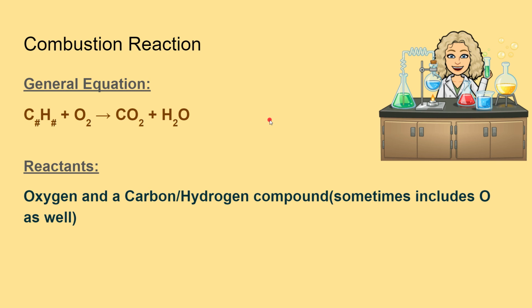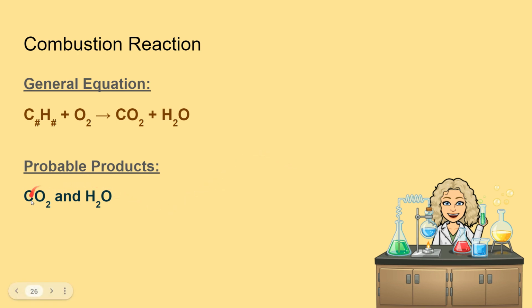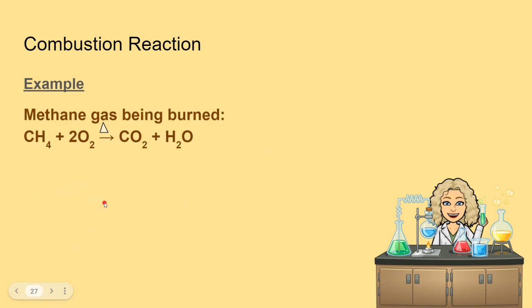For our reactants, we're always going to have oxygen, and we're going to have some sort of carbon and hydrogen combination or compound. Sometimes that compound also can include oxygen with it, so you might see C, H, and O in this compound versus just C and H. Our products are always going to be carbon dioxide and water. An example is methane gas being burned. We've got methane gas and oxygen. This triangle indicates that heat is being added to this reaction, and that gives off carbon dioxide and water.